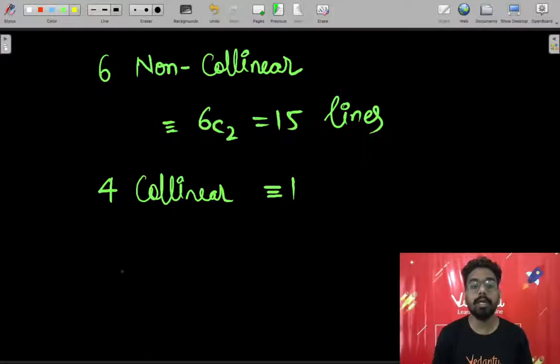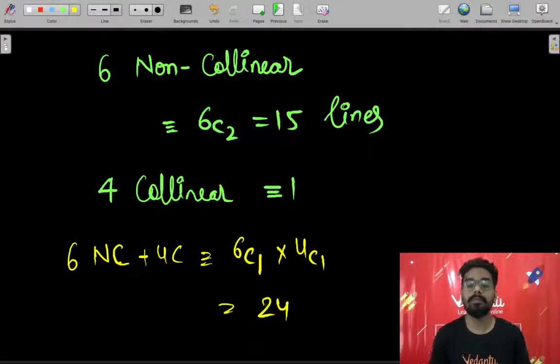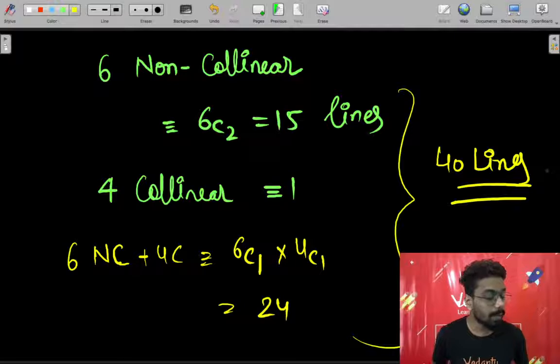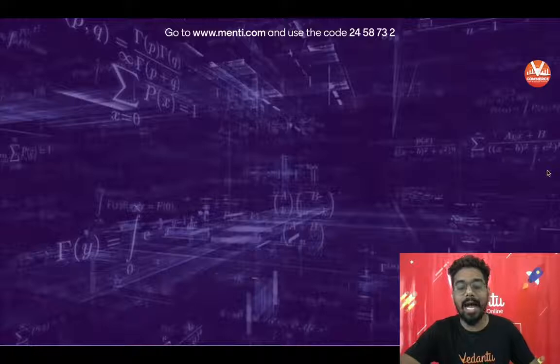But if we want one collinear, 6 we are having non-collinear. If we want from the 6 non-collinear and 4 collinear, what we will do, 1 point from non-collinear and 1 point from here, and we will form 6C1 is 6, 4C1 is 4, 6 into 4 is 24. The total number of lines that we will have is 15 plus 1 is 16, plus 24, 40 lines. Okay, so this is your answer for question number 9 and the last question of the day.